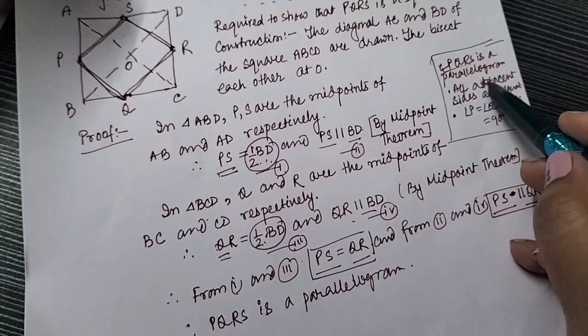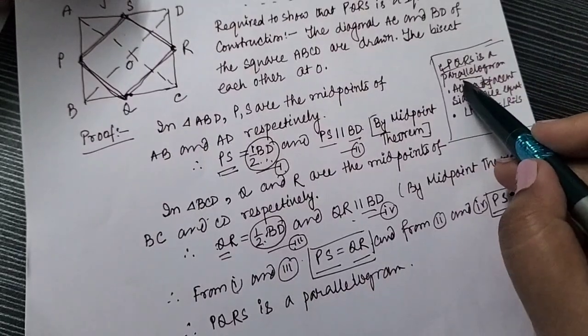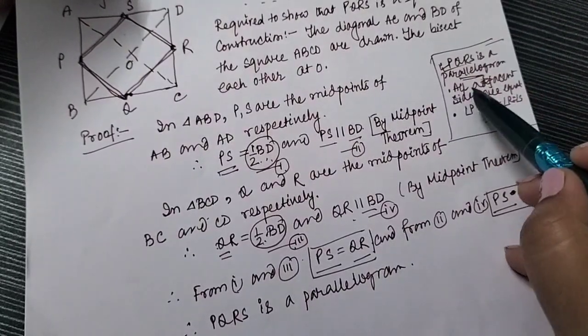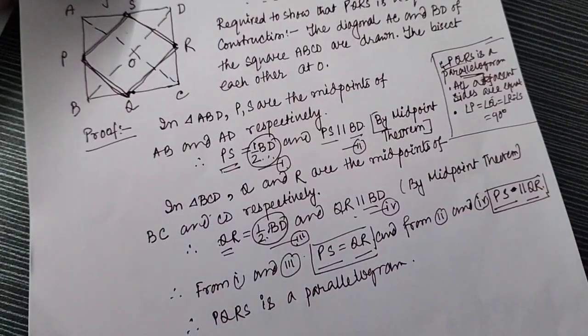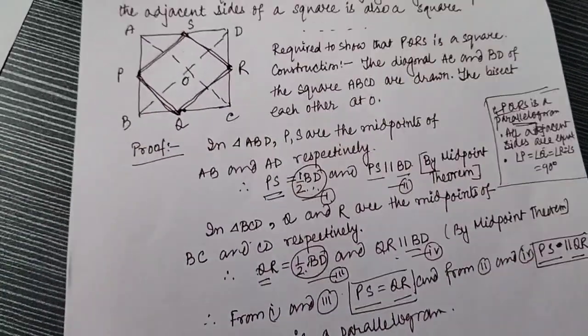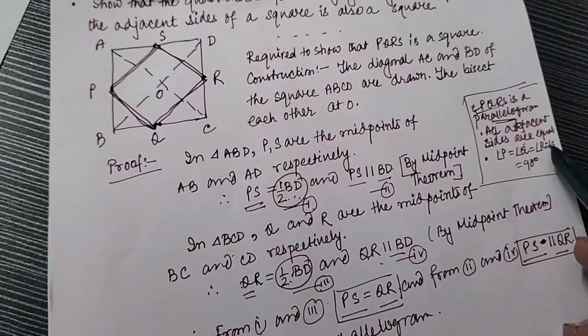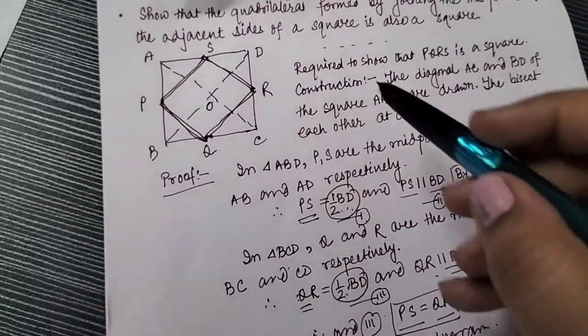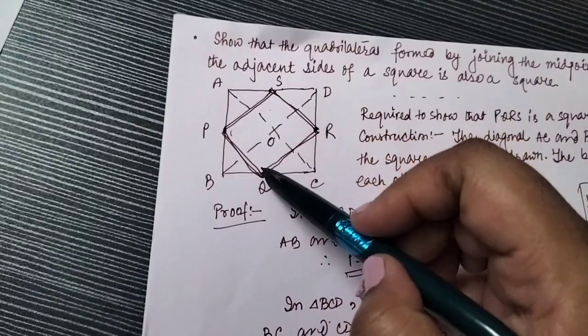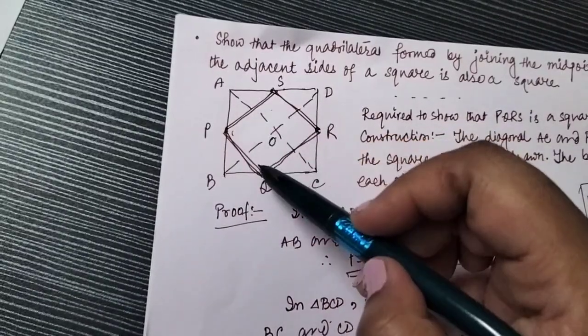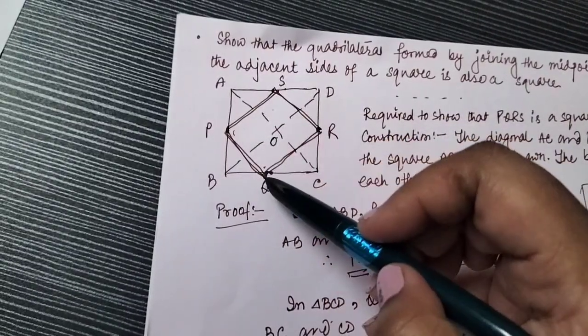Hence the first part is done, where we had to show PQRS is a parallelogram. Now we will show that all adjacent sides are equal. For the second part, that is all adjacent sides are equal, we will consider these two sides first, PS and PQ. These are adjacent sides.